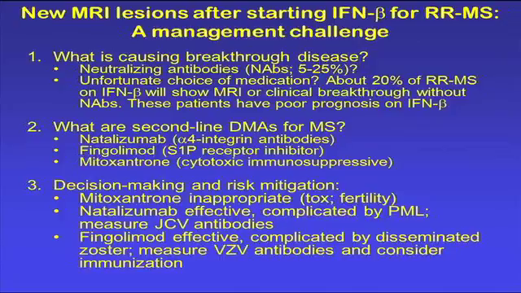Fingolimod is also effective in this context. It can be complicated by disseminated zoster, so it is considered appropriate risk mitigation when using fingolimod to measure zoster antibodies, VZV antibodies. If she does not show evidence of adequate antibody-mediated protection against zoster, then it's appropriate to consider immunizing her with chickenpox virus vaccine so that you can protect her against disseminated zoster. So that wraps up our story for multiple sclerosis.